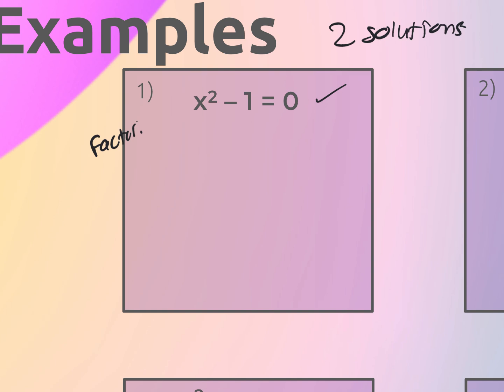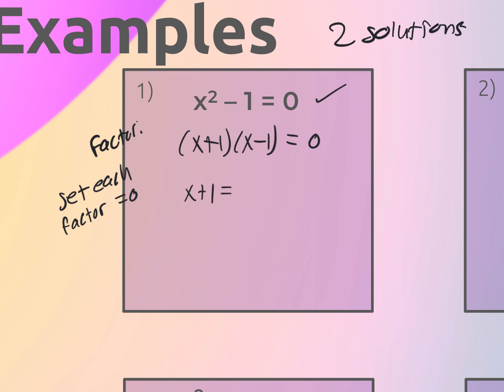We want to factor x squared minus 1. Now, how does this factor? This is a super easy one. It's a difference of perfect squares. You take the square root of the first and the square root of the second, which gives x plus 1, x minus 1, and set it equal to 0. Now that it's fully factored, you set each factor equal to 0, so x plus 1 equals 0, x minus 1 equals 0.